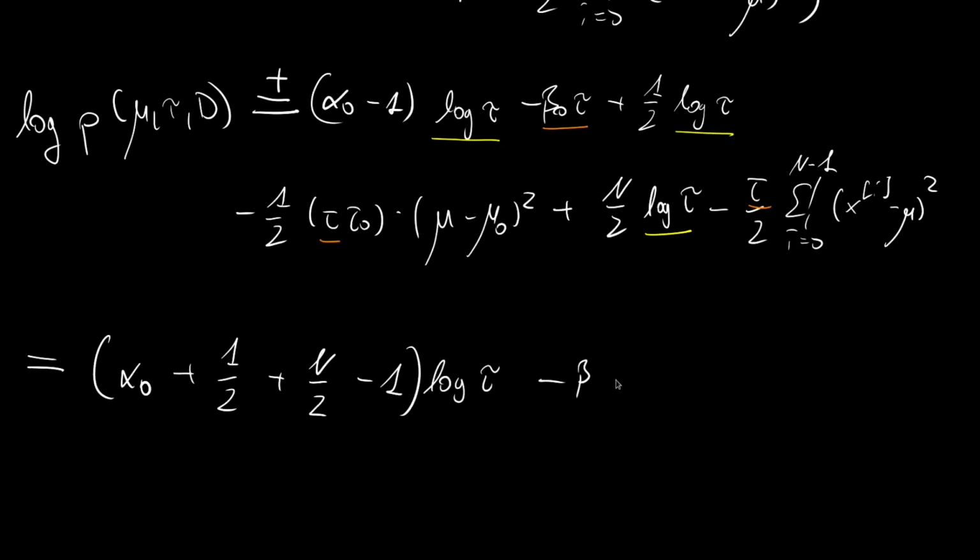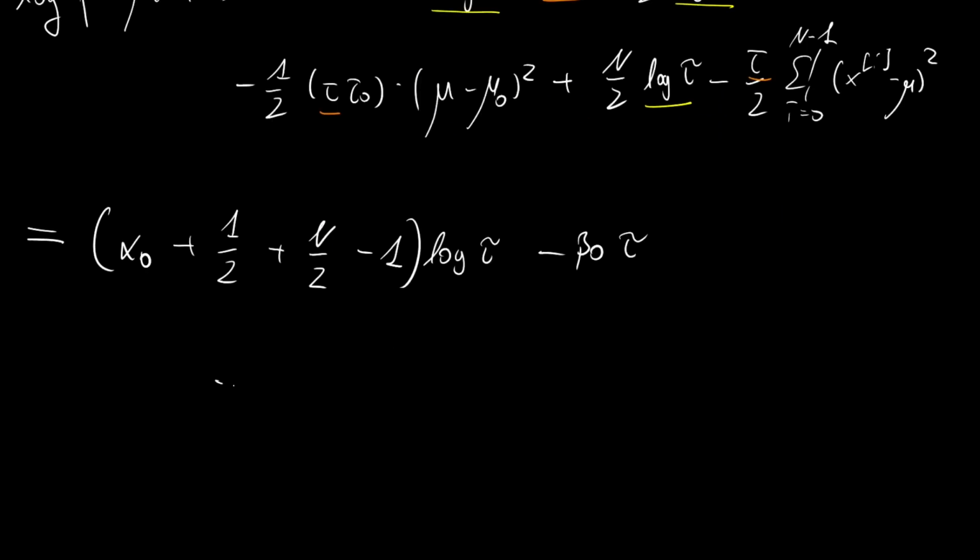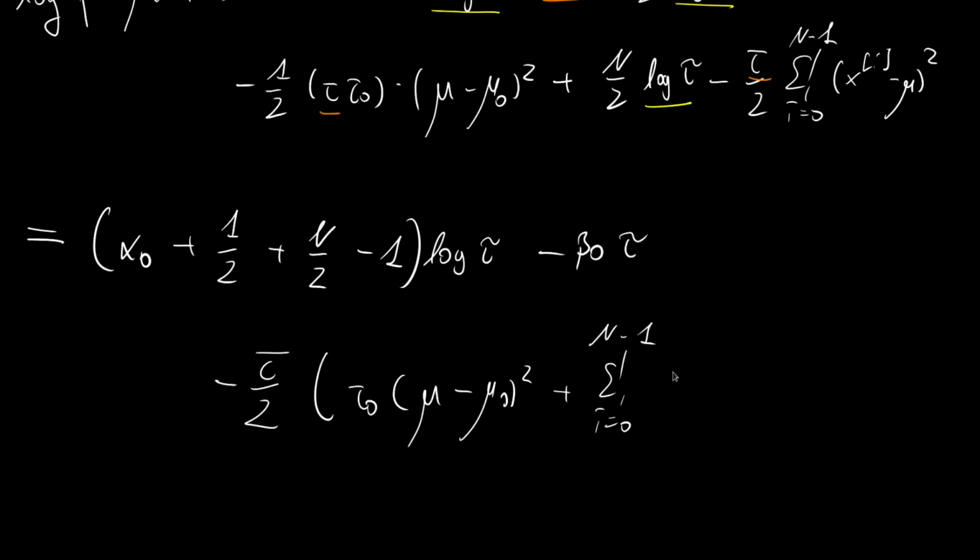Then we have minus beta 0 tau. I will leave this alone. I won't join this together with the other taus here. And then we have a minus tau/2. I extracted the minus, the 1/2 and the tau. And then for this term we get tau 0 times (mu minus mu 0) in brackets squared. And for this term we would then get plus the summation from i=0 to capital N minus 1 over (xi minus mu) in brackets squared, closing brackets.